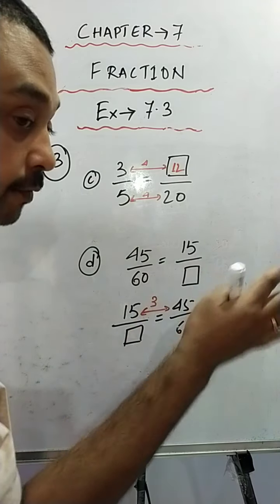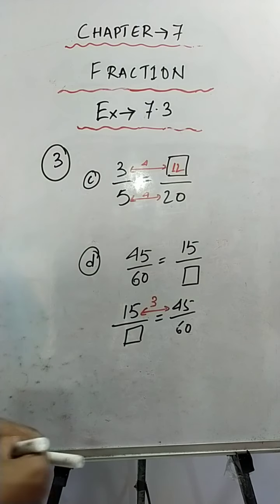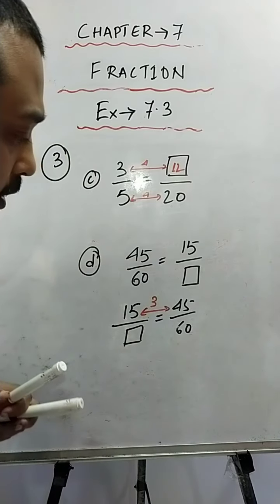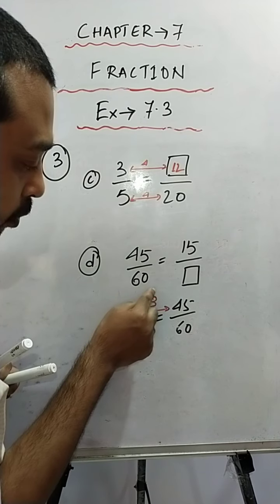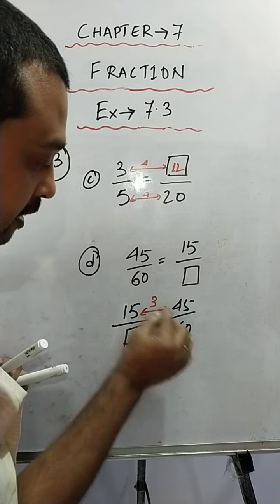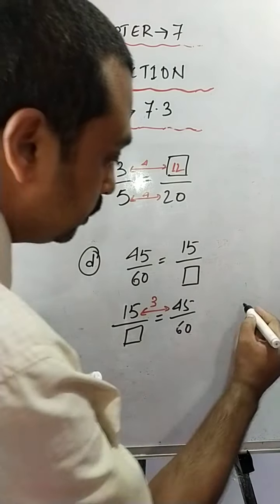Now suppose you are confused. So I do not know this. Suppose you do not want to think, you won't need a particular process for it. So what you will do is that since you know this number now, you will divide this 60 with 3. So what will be the answer?